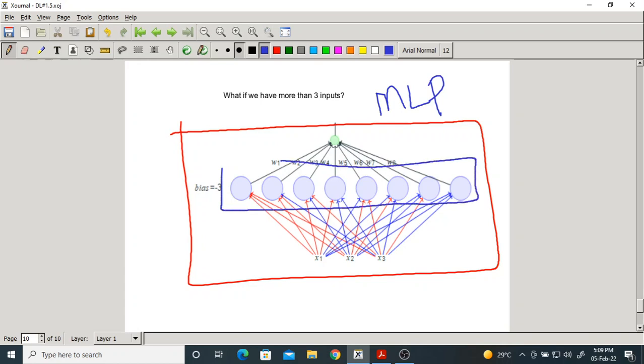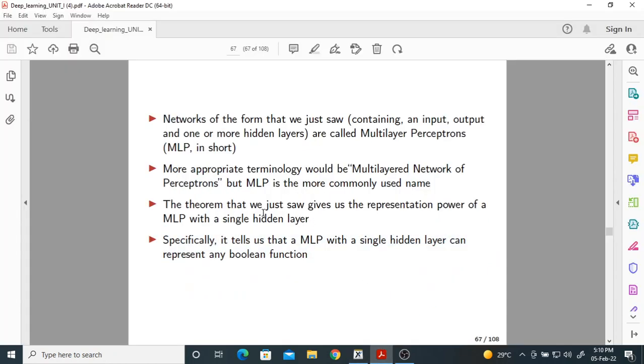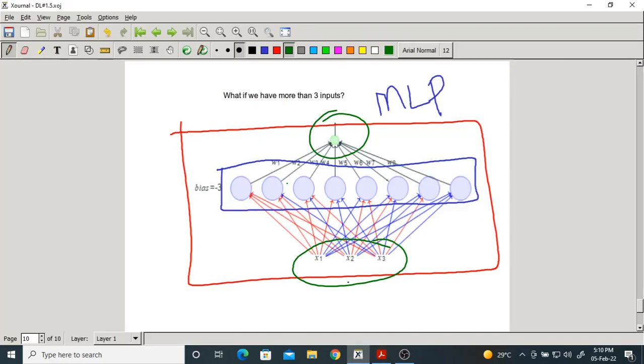Please remember, how many hidden layers are there? Only 1. We have 3 layers: input layer, hidden layer, output layer. But we have only 1 hidden layer. So an MLP with 1 hidden layer can implement any Boolean function irrespective of whether it is linearly separable or not. That is a simple logic. This is called the representation power of a network of perceptrons. It indicates the representation power of an MLP with a single hidden layer. Please remember, it is an MLP with a single hidden layer.